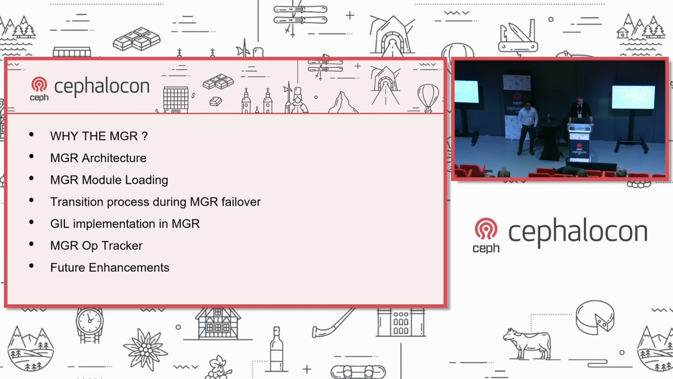Today's talk will cover these topics. Why have a manager at all? What purpose does it serve? A rundown of the manager architecture, the process of module loading, how the manager transitions between standby and active when a failure occurs, and how the Python global interpreter lock is used. Lastly, Prashant will give a detailed view of the op tracker and a look at future enhancements.